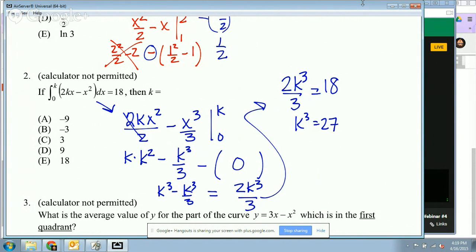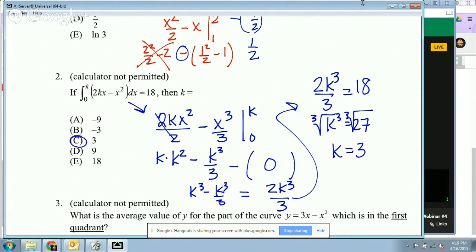All right, so if I take the cube root of both sides, I get that k is equal to 3. So that gets me letter C.